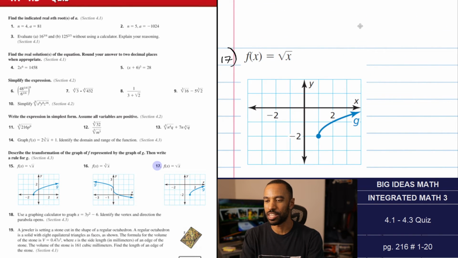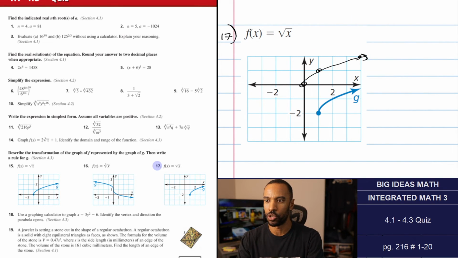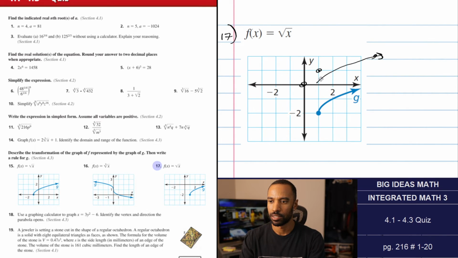All right, f of x equals square root of x. Again, the square root function would have started just right here and gone through. So what are we doing? We're going 1 unit right and 2 units down right there. And then it's the same graph. There are no stretches, no reflections, no changes there.